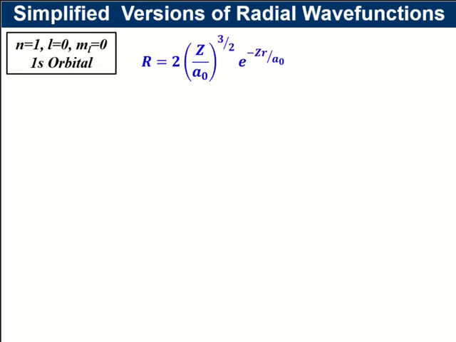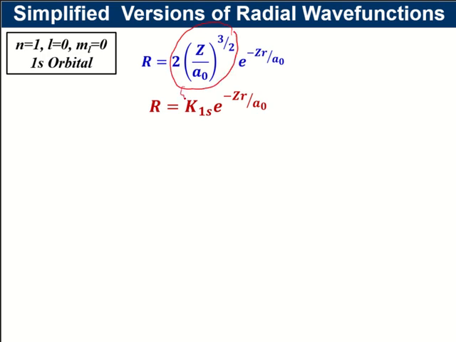Now we can further write it in a different way and make it much simpler for you, and simplify the visualization a little more. One more. This is the equation that we were writing for the 1s orbital. All this term is constant.